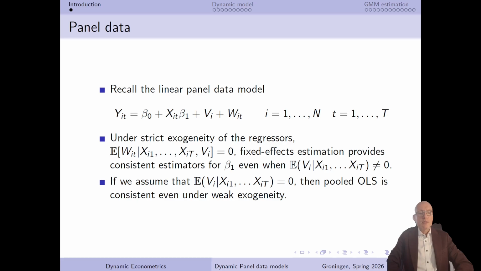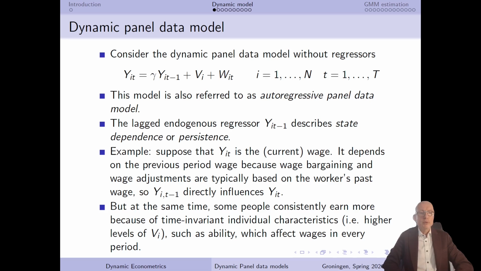We also know that at the moment that v_i is actually uncorrelated to x_i1 up till x_iT, then pooled ordinary least squares is also consistent, even under the assumption of weak exogeneity. Weak exogeneity implies that we still assume that w_it, the error term, is uncorrelated to v_i, but w_it is only going to be uncorrelated to x_it, so only with the x_i of the current period. This is all we already know, but now I would like to go on with respect to the dynamic panel data model.